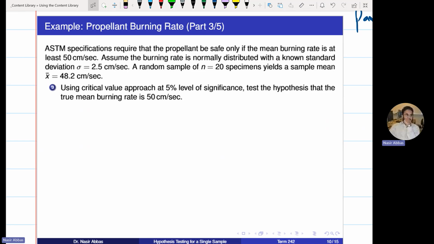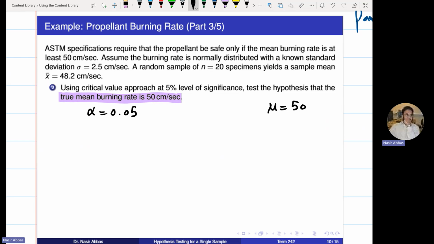Let's change the question. The top 3 or 4 lines are the same. The question says, again, using the critical value approach at 5%. Now they give you the level of significance. Now the question is giving you alpha. Test the hypothesis that, I'm going to highlight what they are asking us to test. What are they asking us to test? Mu is equal to 50.